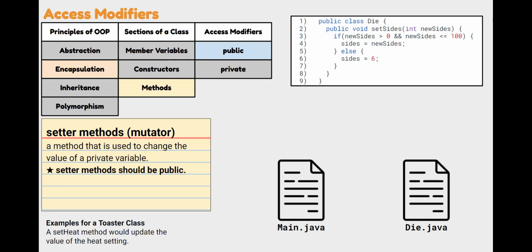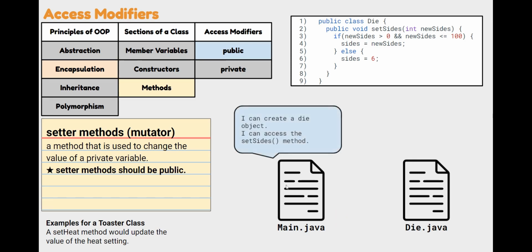We don't want them to make a zero-sided die. We don't want them to make a die with negative sides, and we don't want them to make a die with more than 100 sides. So we are going to make sure that that data is good, clean data, and then we will put it into that instance variable sides for them. Otherwise, they're just going to be stuck with a 6-sided die. This mutator method or setter method should be given the access modifier of public. We do want them to use this outside of the class because it's the only way they can change the value of those instance variables.